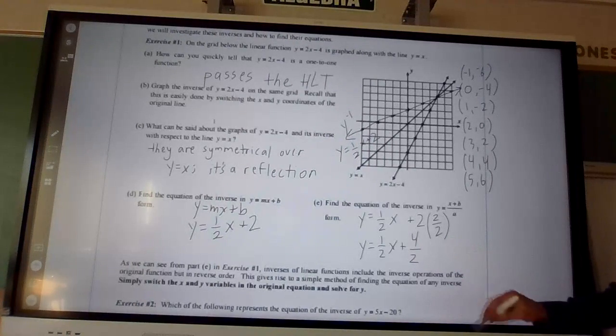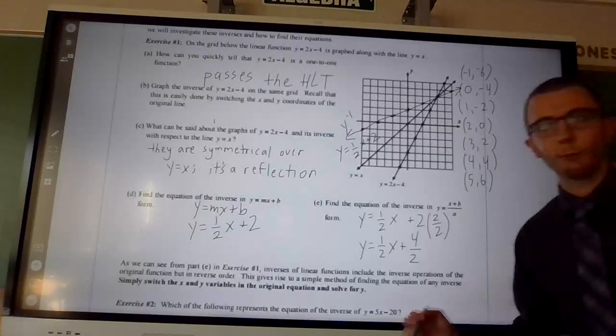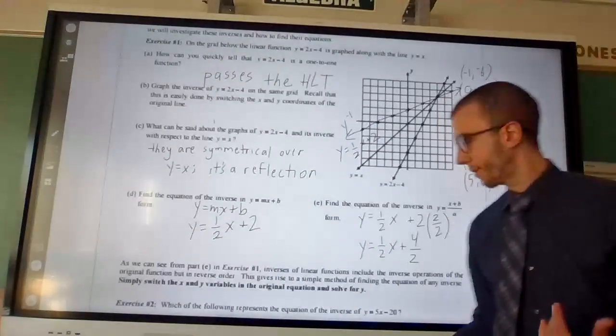I can rewrite that. Hate that I run out of room here. They don't make these big enough for me.